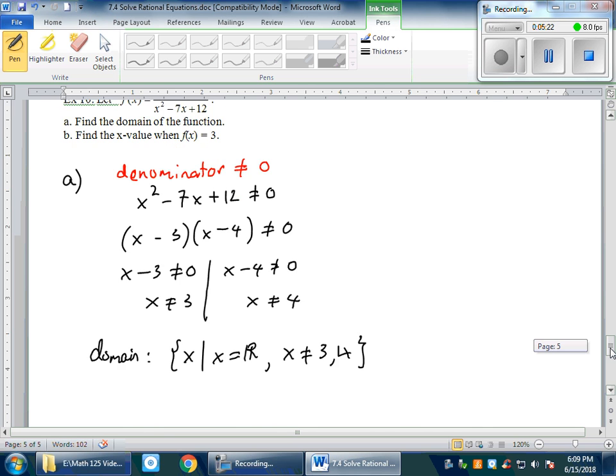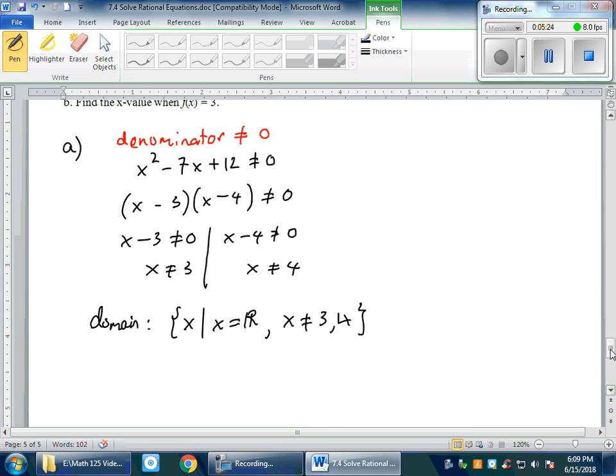Or in interval notations, we write it down. Remember, we did this before. Here's 3 and here's 4. Both of them are open circles and then everything else is fine. So you can visualize this one first and you can write it down.